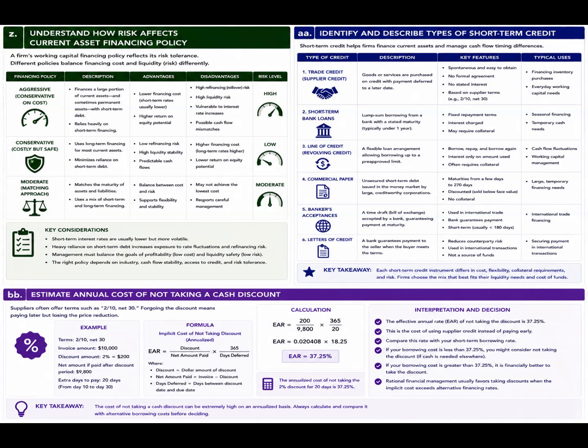Short-term rates are often lower but more volatile. Heavy reliance exposes firms to interest rate fluctuations. Management must balance profitability and liquidity risk when selecting a financing strategy.